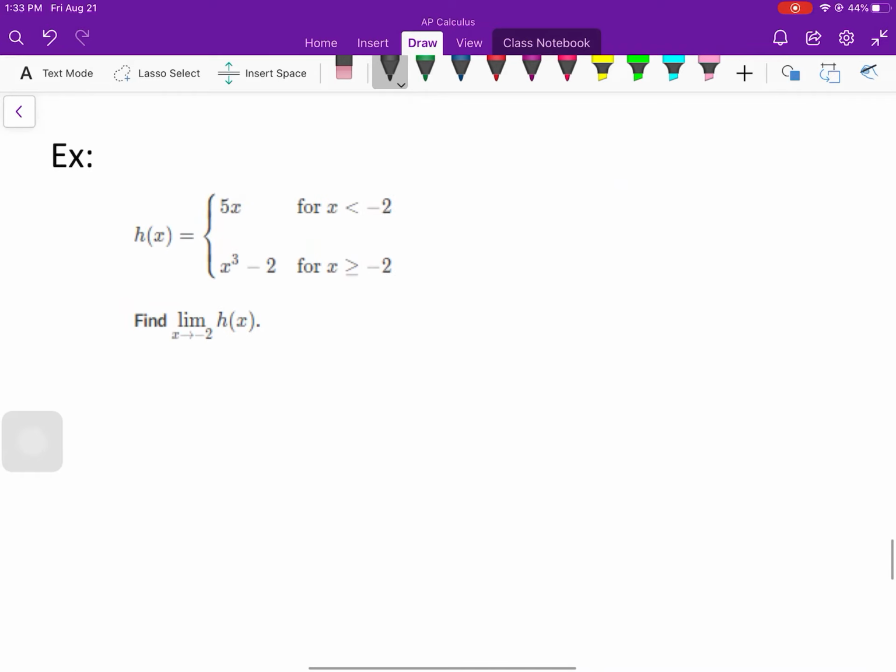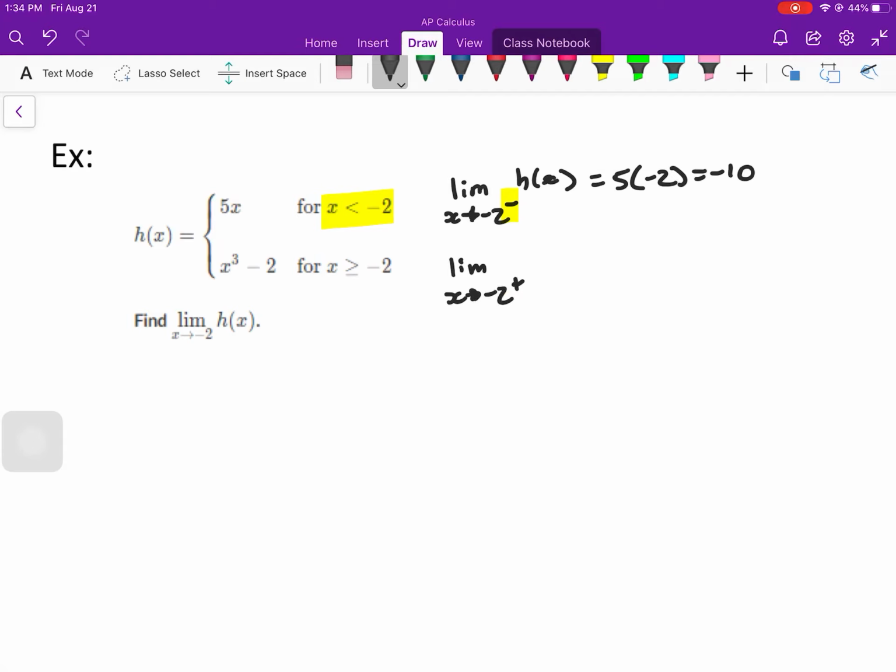This one's a similar example. I'm just going to go ahead and do that notation. So the limit as x approaches -2 from the left of h of x. So we're going to use this because this represents the left of -2. X is less than -2. So that's going to be 5 times -2, which is -10.